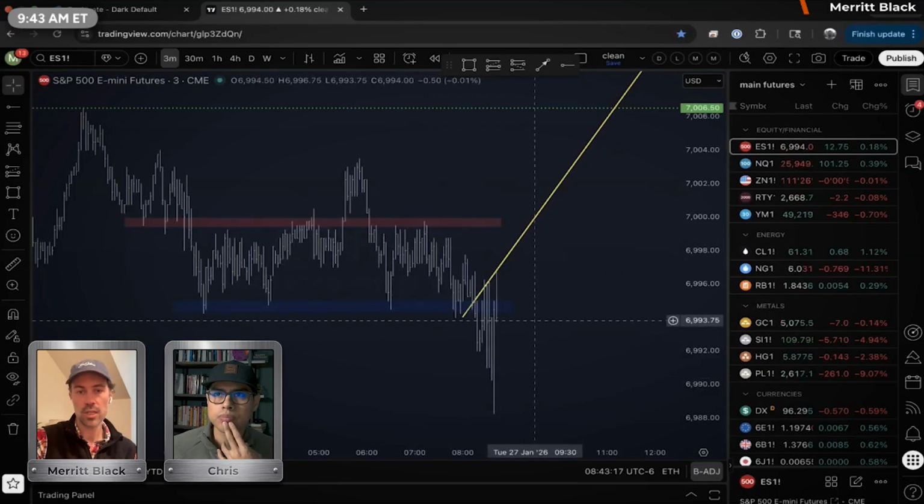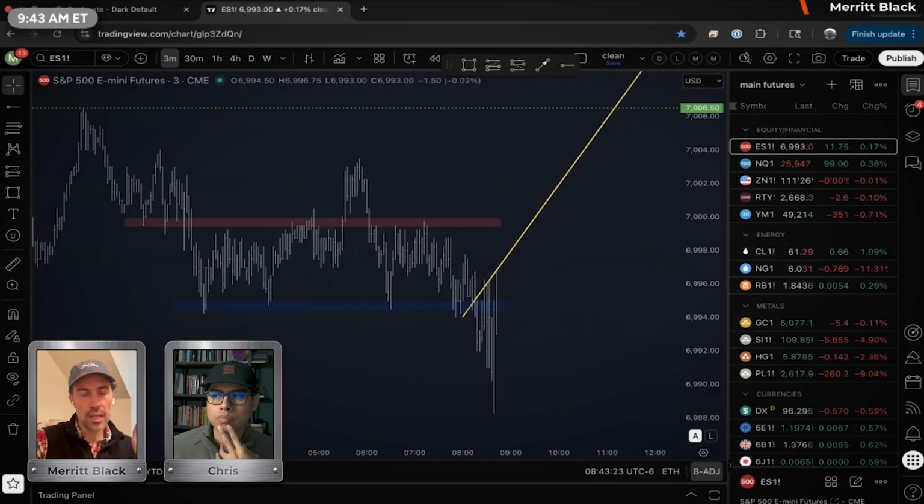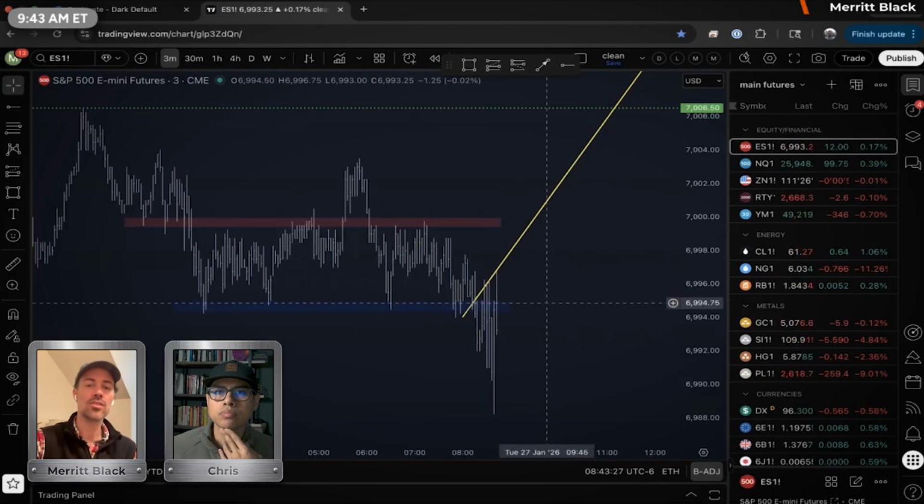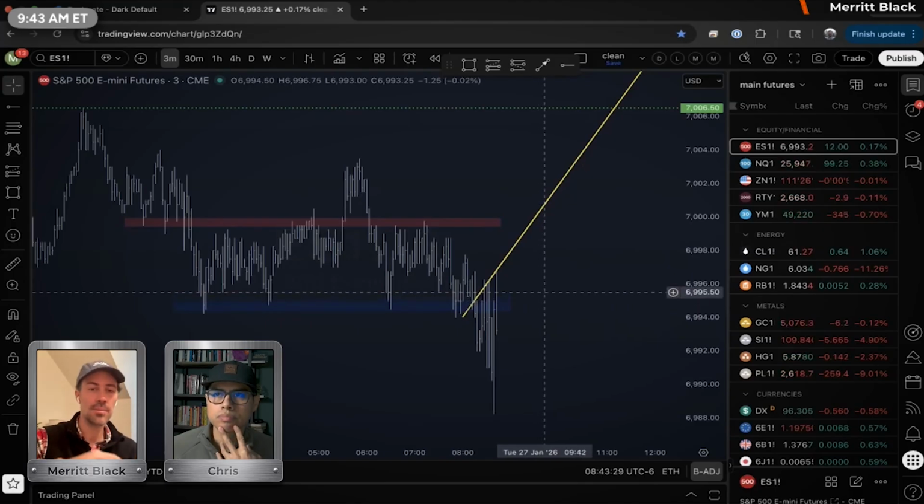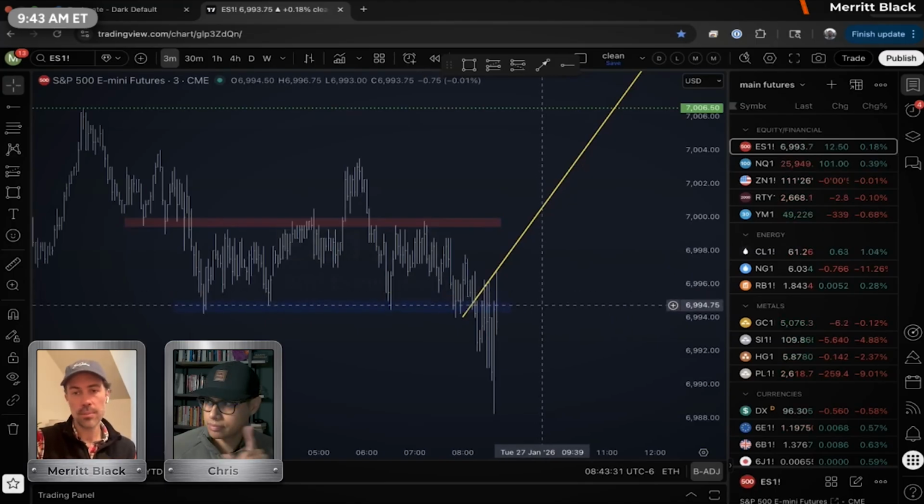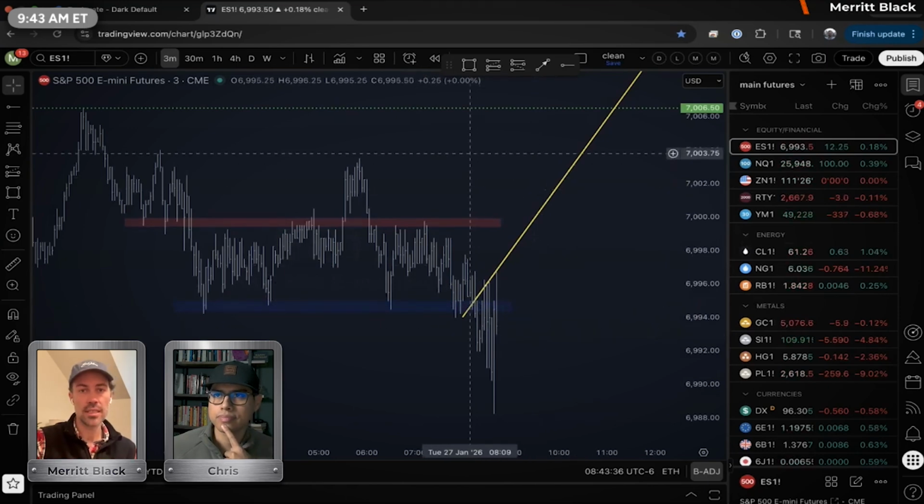So far, buyers were not able to hold inside that level. Key distinction, right? I said if we can hold a couple of 3-minute bars, that's acceptance, right? Starting to see either time or price acceptance into the zone back above 69.95. So far, sellers once again have rejected it.